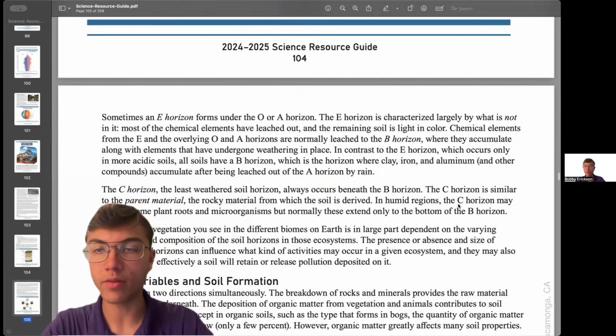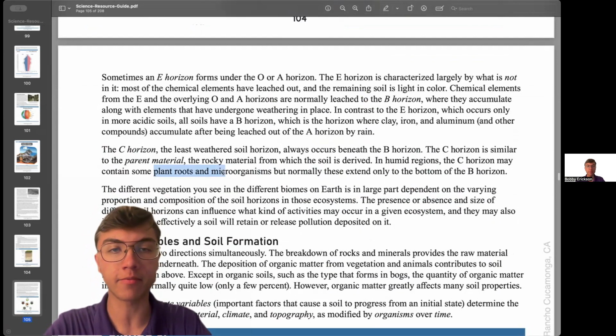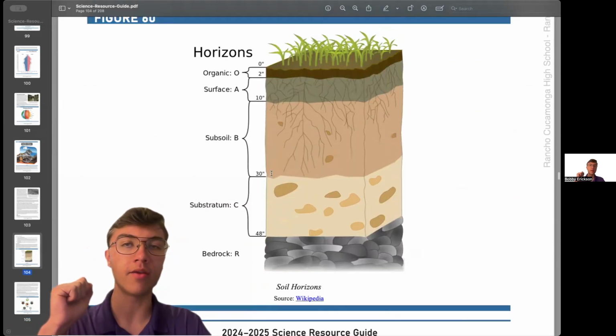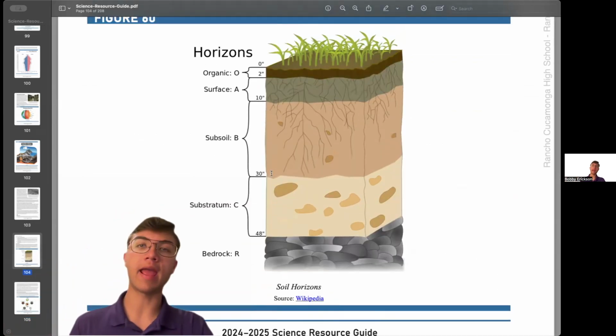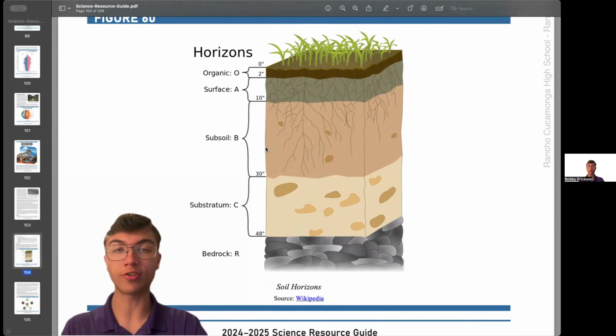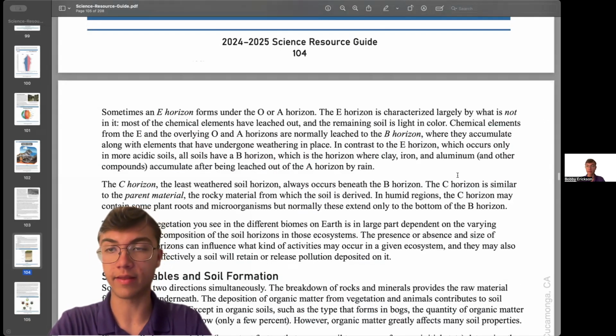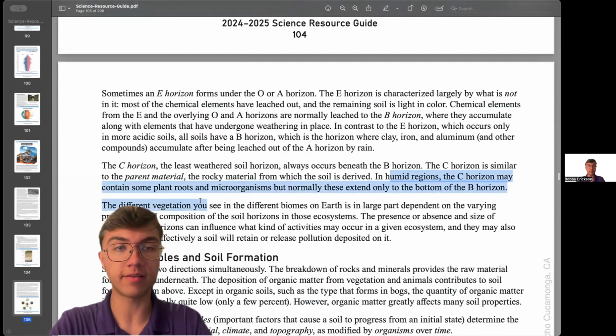And now, the C horizon in some humid regions could contain plant roots and microorganisms, but usually these only extend to the B horizon. So, if a question might ask you, in a humid environment, where might plant roots stretch to? And it'll say O horizon, A horizon, B horizon, C horizon, or bedrock. And then you would answer, oh, it's the C horizon, because it says here that in humid regions, C horizon can contain plant roots and microorganisms.